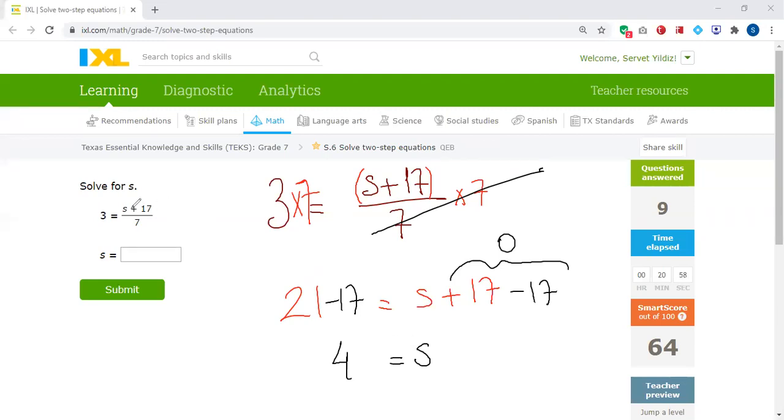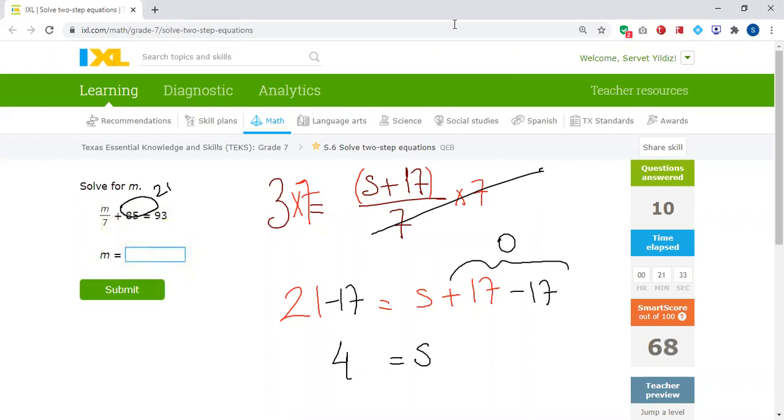So you can also do it this way. What number divided by 7 will give you 3? 7 times 3 is 21. So 21 divided by 7 is going to give you 3. S plus 17 is 21. So S must be 4, because 17 plus 4 is 21. So S is equal to 4. Let's write that down here. 4. And the next example is going to be the last example of this video.